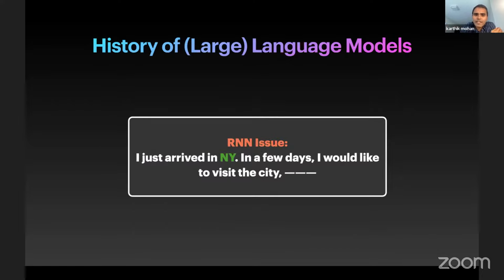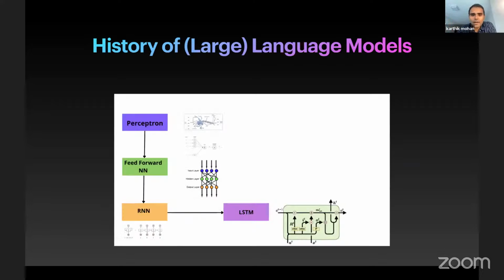The issue with RNN, recurrent neural networks, is it doesn't preserve long-term context. For example, if you have a sentence like this: I just arrived in New York. In a few days, I would like to visit the city. A recurrent neural network might just say New York because it's the most popular city. It just discarded the fact that I'm already in New York and says I would like to visit New York, right? So not having the context from the previous sentence, but still generating a sentence that makes sense. Like the second sentence makes sense. It's just not using the previous context. So as a whole, it doesn't make sense, right?